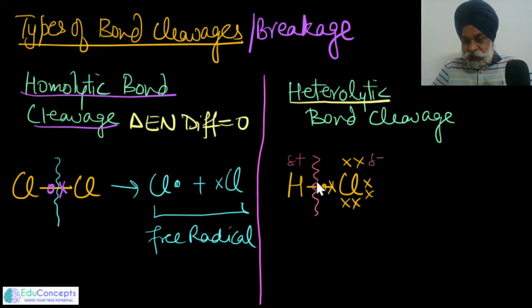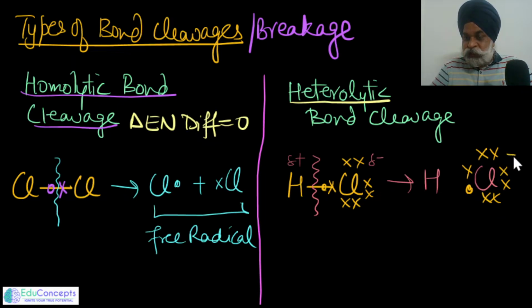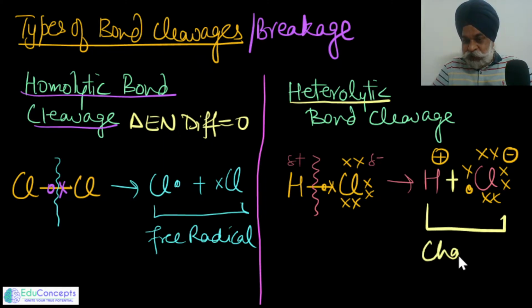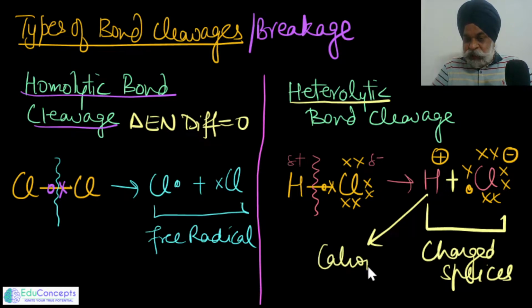As a consequence, the bond happens to break like this, because this particular electron is of the hydrogen which has gone to the chlorine, and chlorine now would carry the extra electron of that of hydrogen, so it would get a negative charge and this would get a positive charge. So in a way, heterolytic cleavage would lead to the formation of charged species, and charged species definitely would be cation and anion. So this is said as cation and this is anion.